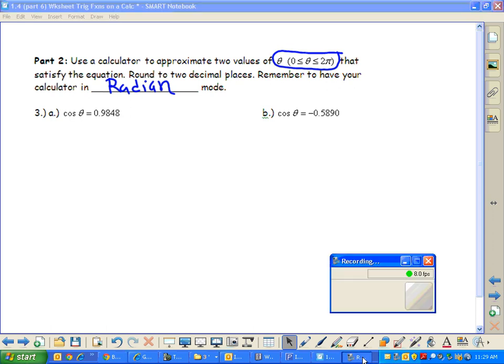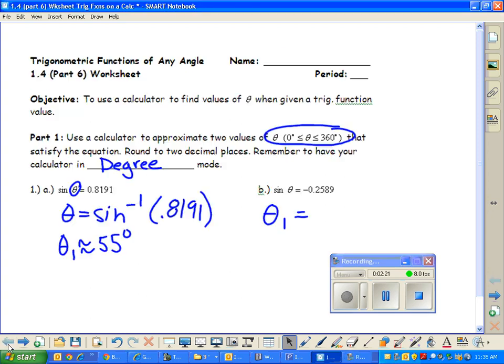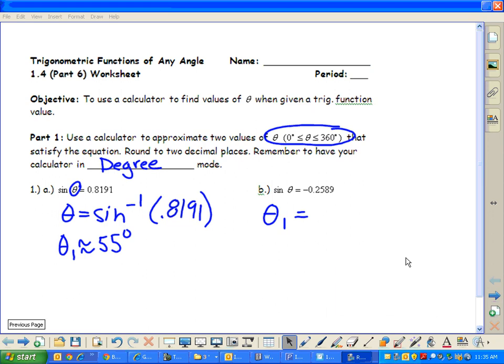What's up, Joey? Yeah, so number 1, part A was 55. 1B was negative 15 degrees. A little problem with that one, though. Do you see what the problem is? It has to do with the domain that they wanted our answer in. Is negative 15 degrees acceptable?